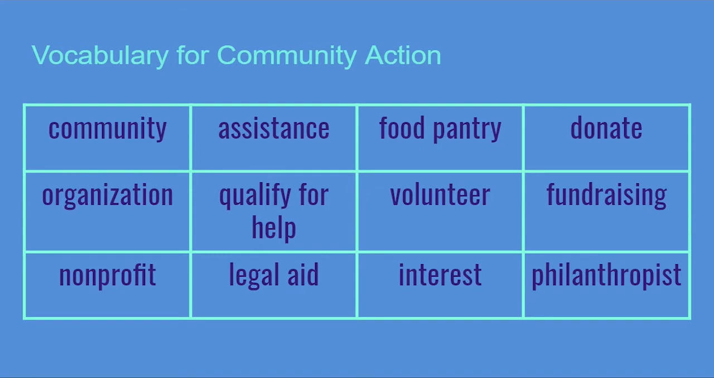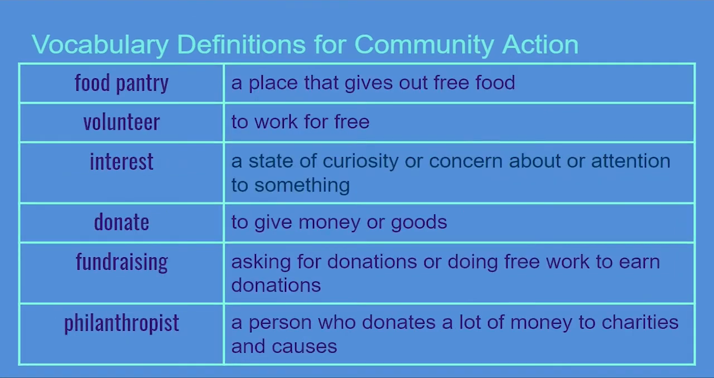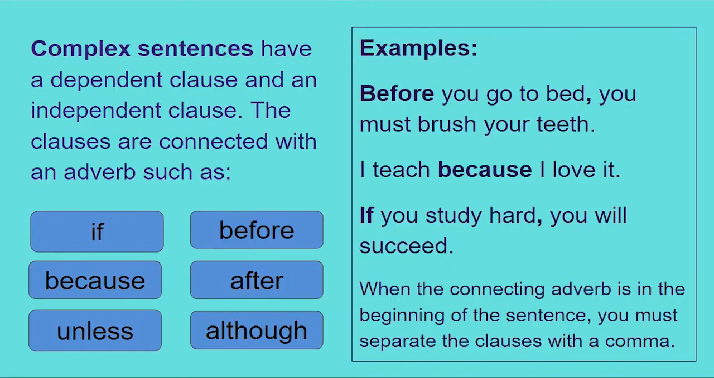So we have some vocabulary to start off with: community, organization, nonprofit, assistance, qualify for help, legal aid, food pantry, volunteer, interest, donate, fundraising, and philanthropist. They have the definitions for you here, so read them over, study, make some of your own sentences, and practice saying the words out loud. And we'll use some of these in our sentences in our story that we're going to read today.